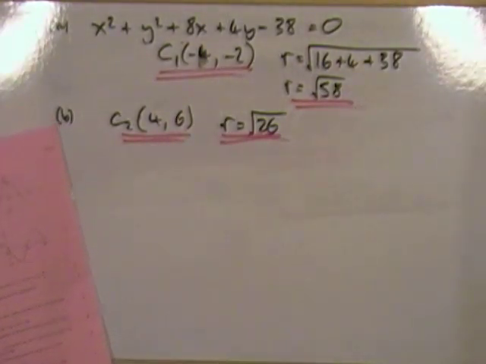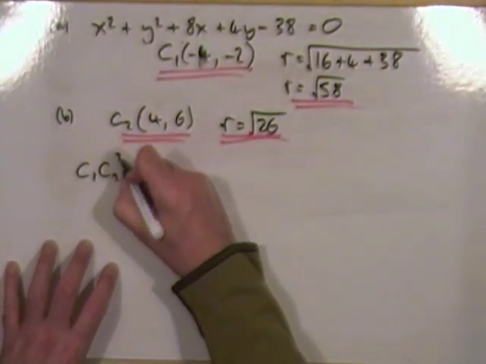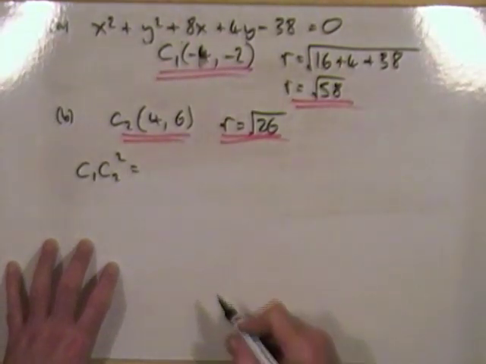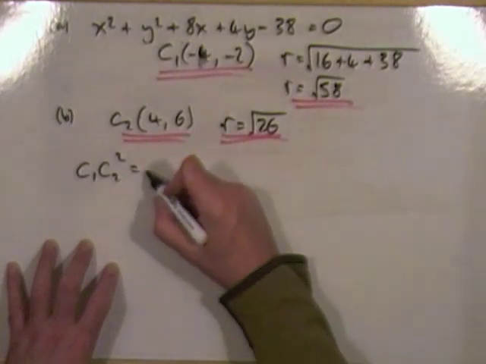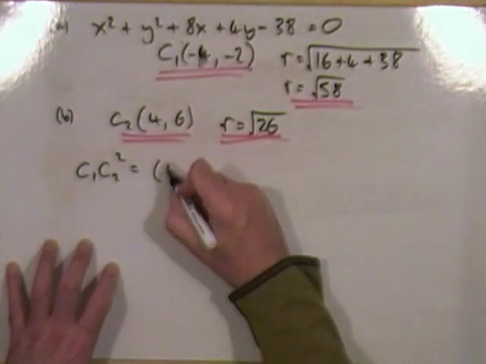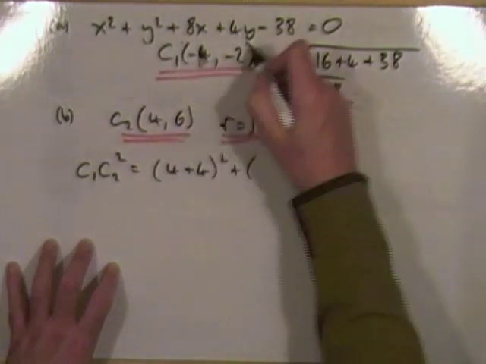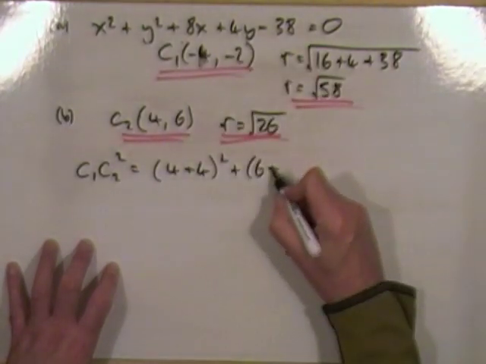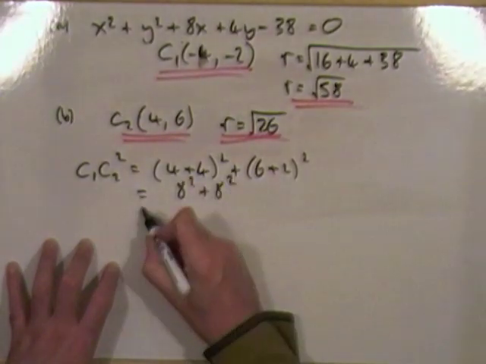Find the distance between the centres of these two circles. Well, that'll be C1, C2, and then show that they intersect. Well, C1, C2, I'll just square it out to save the big square roots, would just be the difference in the x coordinate squared, difference in the y coordinate squared. So it'd be 4, take away -4, so it'll be 4 plus 4 squared, 6, take away -2, so plus 2 squared. So that's 8 squared plus 8 squared.